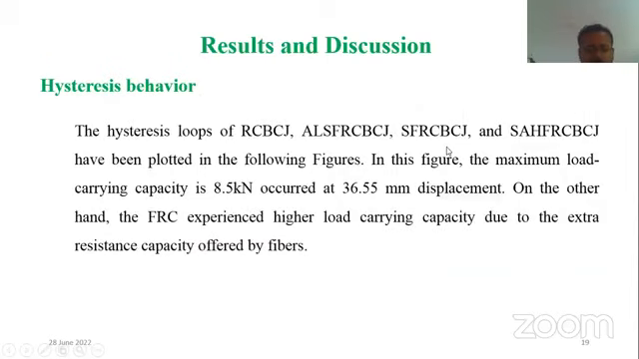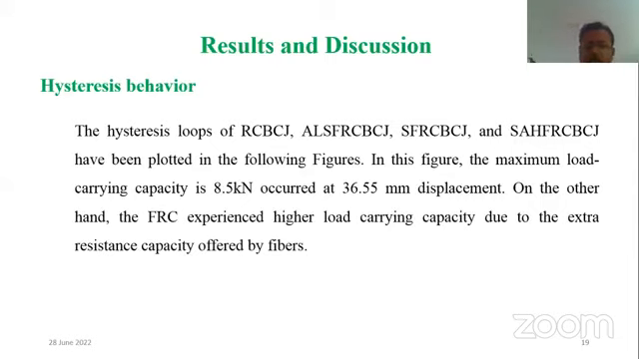Now, what does the figure reveal? The hysteretic behavior of the reinforced concrete beam column joint, Erica leaf sheath fiber beam column joint, steel fiber beam column joint, and steel Erica leaf sheath hybrid fiber beam column joint have been plotted in the following figure. In this figure, we have observed the loading unloading pattern. The maximum load carrying capacity and minimum load carrying capacity we will see in the next table.